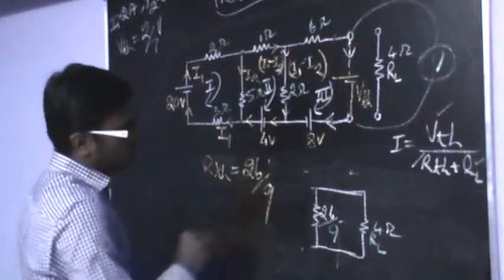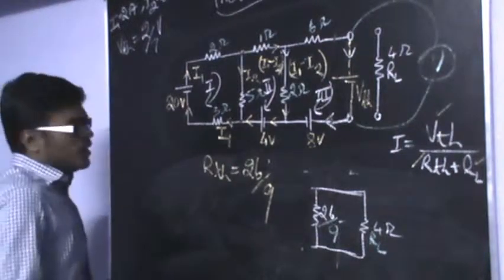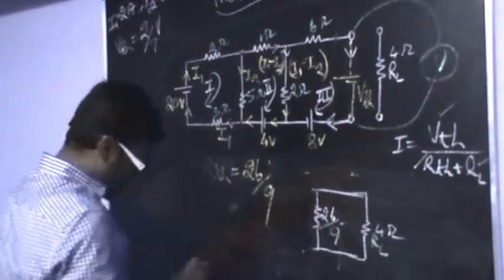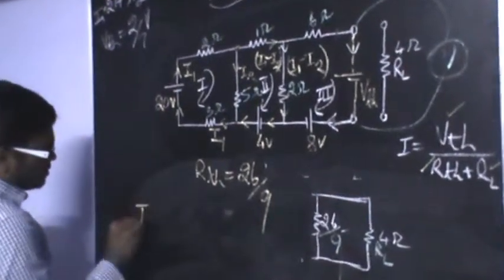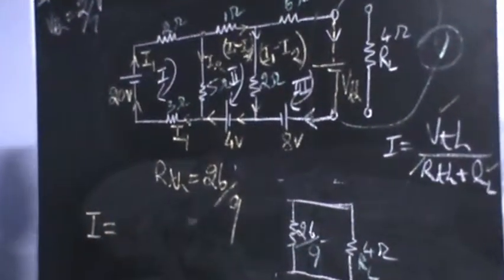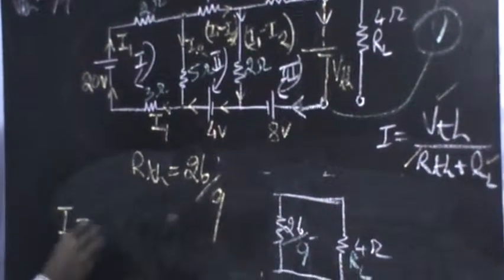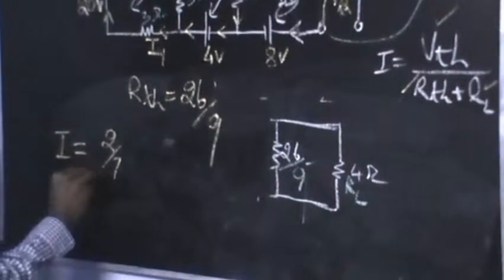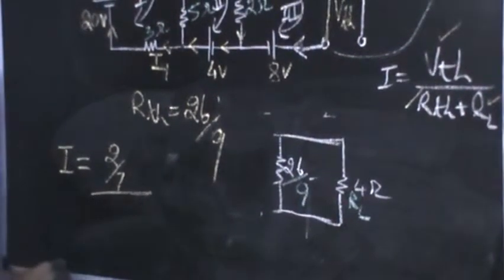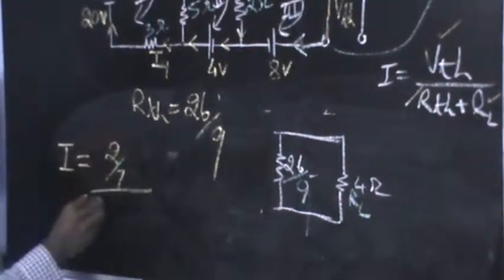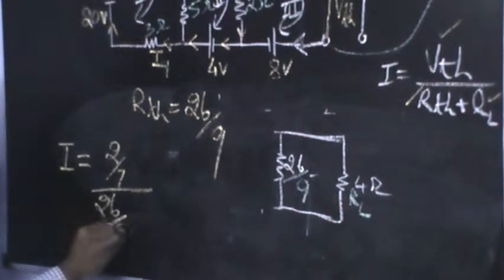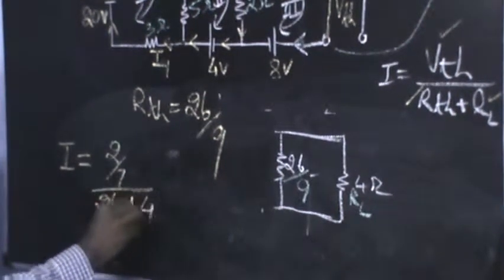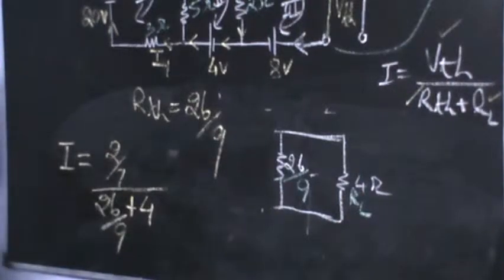So if I substitute these answers here, I will be getting I is equal to VTH, which is 2 by 7, divided by RTH, here 26 by 9, plus the load resistance, which is 4.